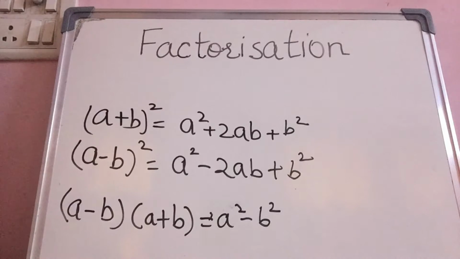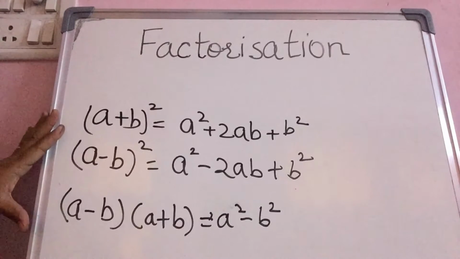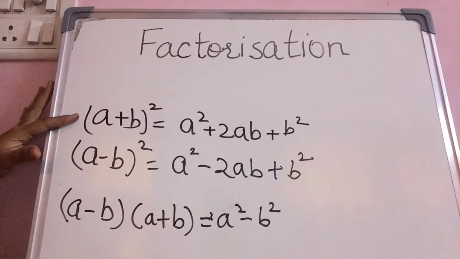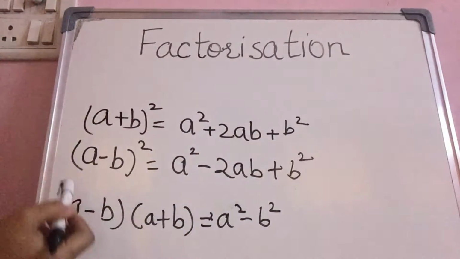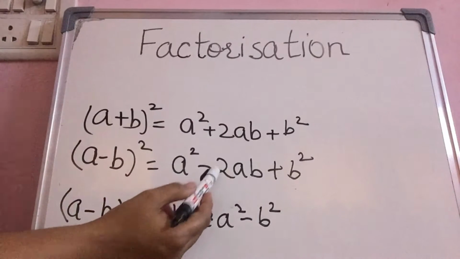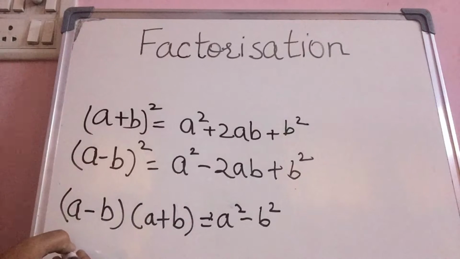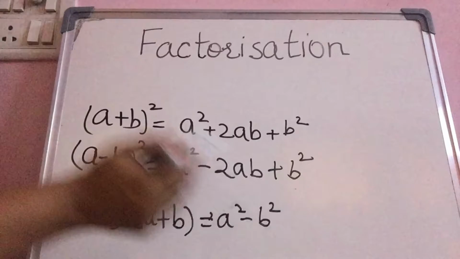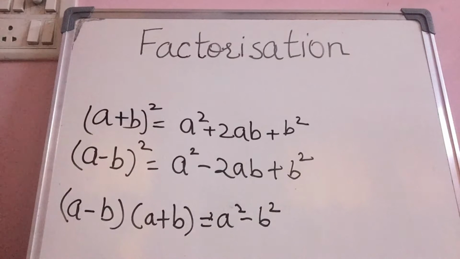If we have to do factorization by using identity, first of all, you should memorize these identities. First identity is (a plus b) whole square is equal to a square plus 2ab plus b square. Second identity is (a minus b) whole square is equal to a square minus 2ab plus b square. And third identity is (a minus b)(a plus b) is equal to a square minus b square. You can also go and watch my video on identities for this. Now let us do questions by using these identities.